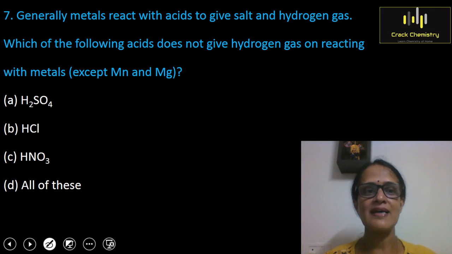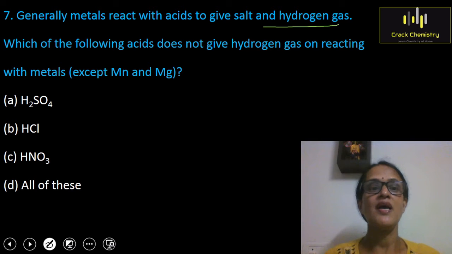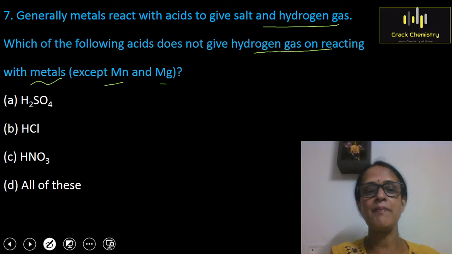Question seventh is that generally metals react with acids to give salt and hydrogen gas. That's true. Metals react with acids and produce salt, and hydrogen gas is liberated. They are asking you which of the following acids doesn't give hydrogen gas on reacting with metals, and you have been given two exceptions. The exceptions are manganese and magnesium.